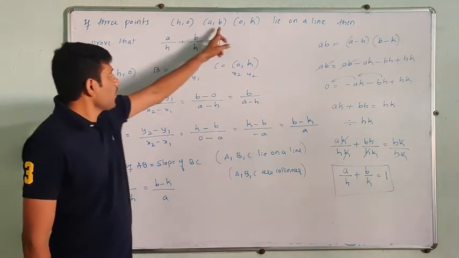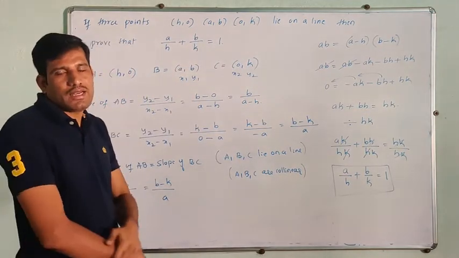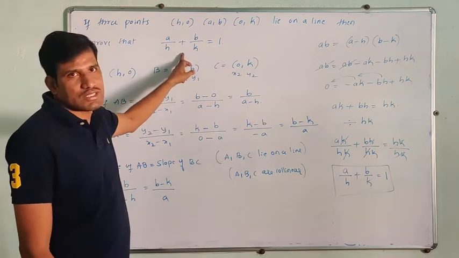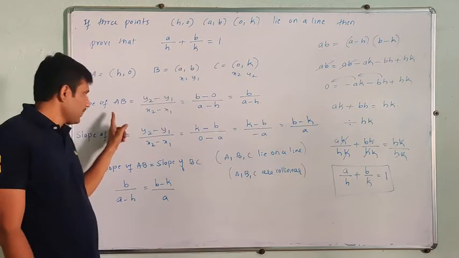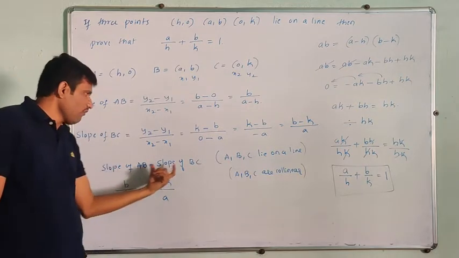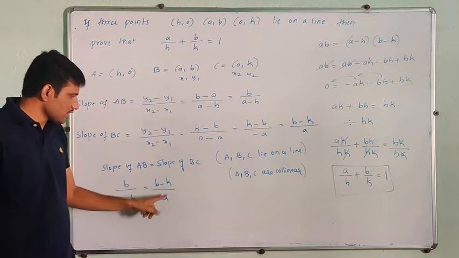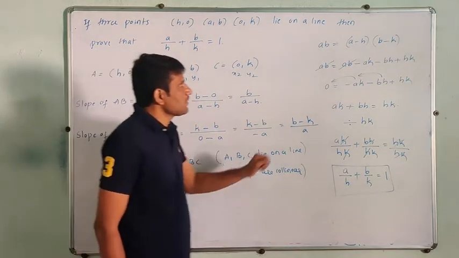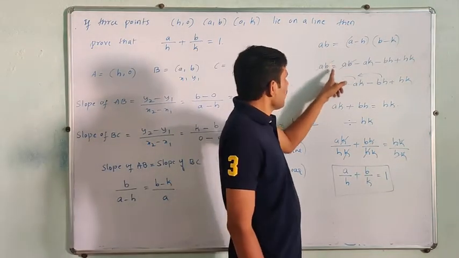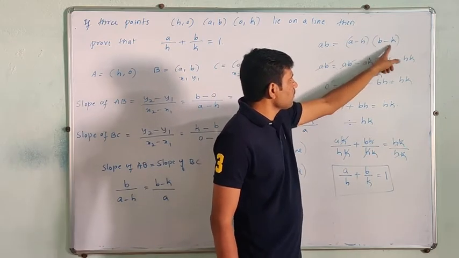So they have given the 3 points H, 0; A, B; 0, K lie on a line. So they are collinear. Then you have to prove this result. Take the 3 points as A, B, C. First find slope of AB, then find slope of BC. Slope of AB is equal to slope of BC. Use that equation: B by A minus H is equal to B minus K by A. Cross multiply this: AB is equal to A minus H into B minus K. So AB is equal to AB minus AK minus BH plus HK.